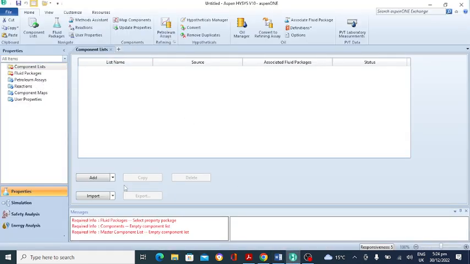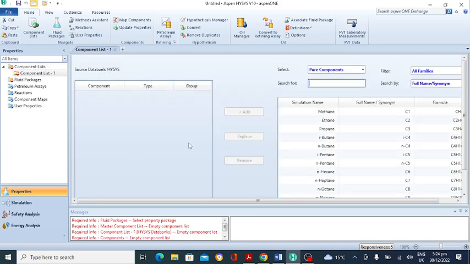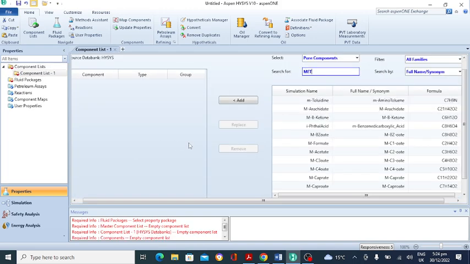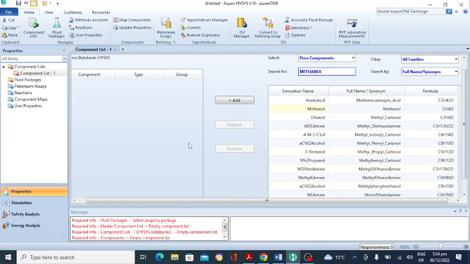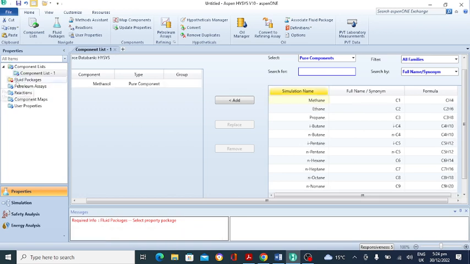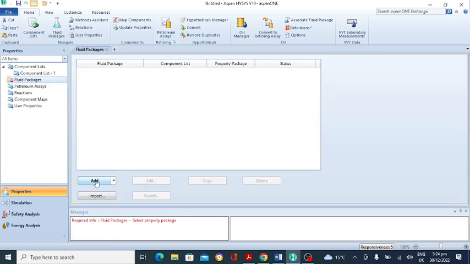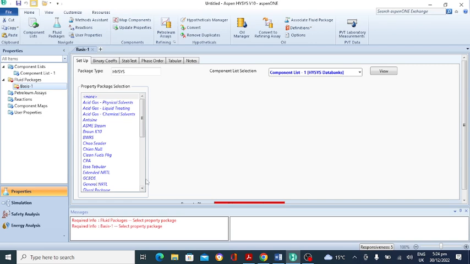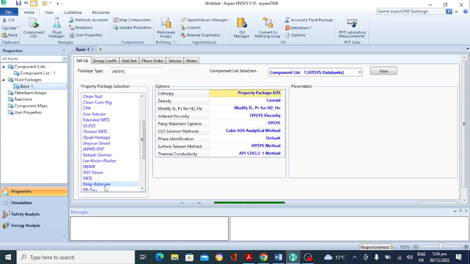This is the component list. Click on add, and we have one component which is methanol. Now come to the fluid package and click on add. So for this we will use the Peng-Robinson, which is used for the hydrocarbon. So I'm using the Peng-Robinson equation of state. Okay.